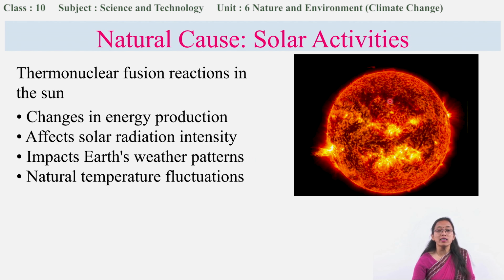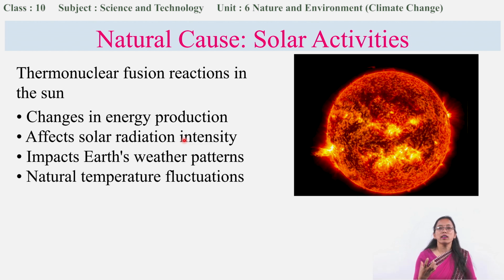It also impacts the Earth's weather pattern. Because of these changes in the energy produced by the sun, there is an impact on the Earth's weather pattern, because all the weather patterns of the earth are decided by solar energy. The water cycle takes place with the help of solar energy. The different sources of energy utilized on the earth's surface are all products of solar energy. Because of that, solar activities directly affect the climate, and that is one of the most important causes of climate change. Even the temperature of the earth fluctuates.